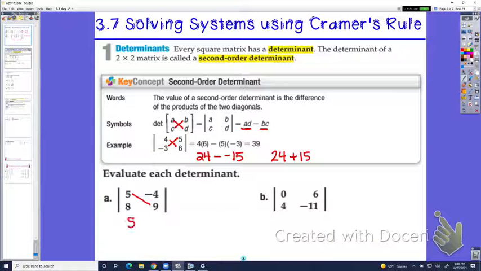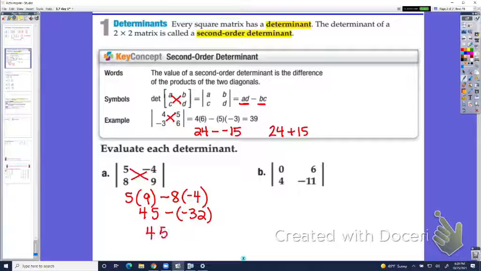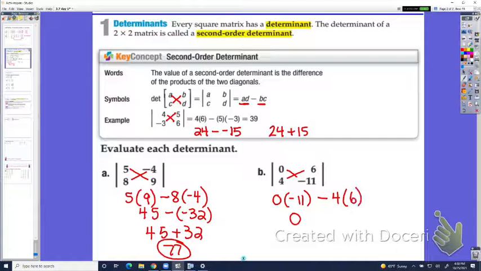So I'll write out all the work here in the beginning. 5 times 9 minus 8 times negative 4. So this is going to be 45, subtract a negative 32, which is just like saying 45 plus 32, and this gives you 77. Likewise on B, 0 times negative 11, well that's 0, minus 4 times 6, which is 24, so 0 minus 24 gives you an answer of negative 24.